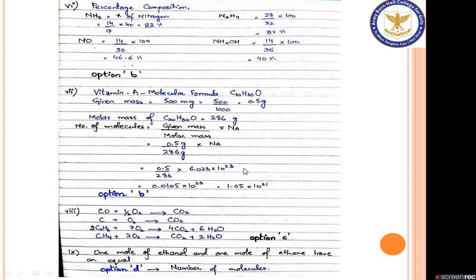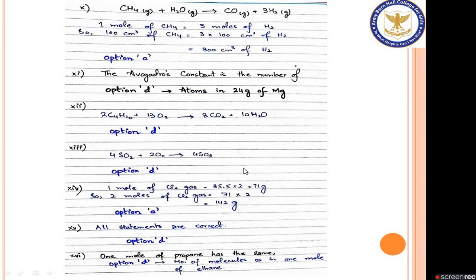The 10th one. Methane reacts with steam to form hydrogen and carbon monoxide as shown below. The balanced chemical equation is given to us: 1 mole of methane reacts with 1 mole of water, and we have the formation of 1 mole of carbon monoxide plus 3 moles of hydrogen. What volume of hydrogen can be obtained from 100 cubic centimeter of methane at standard temperature and pressure?